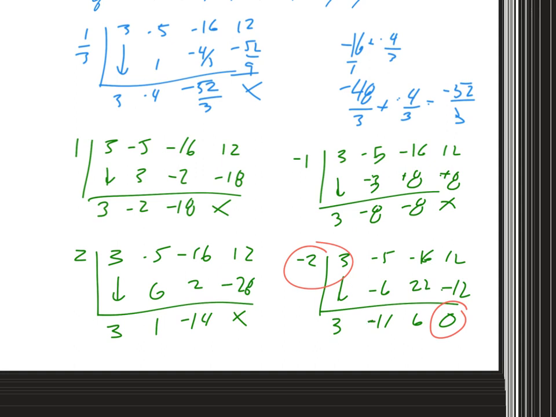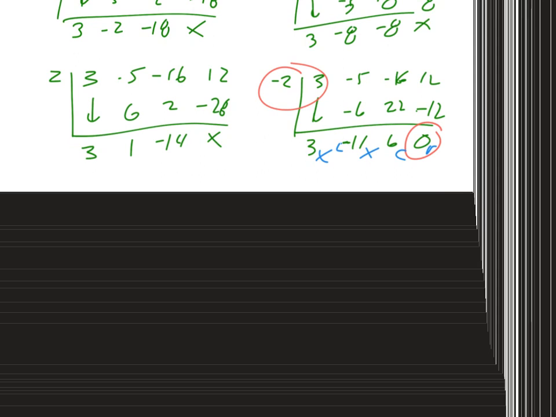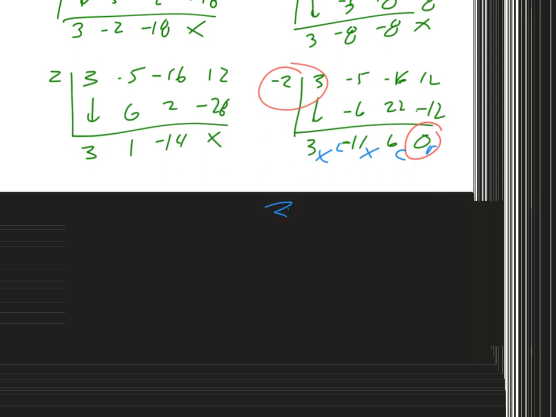Fix my handwriting here. It should be a -11. Now I need to pay attention a little better. So, there's my remainder, there's my constant, there's my x, there's my x squared. So we got 3x squared minus 11x plus 6 equals 0. Don't forget to equal 0.